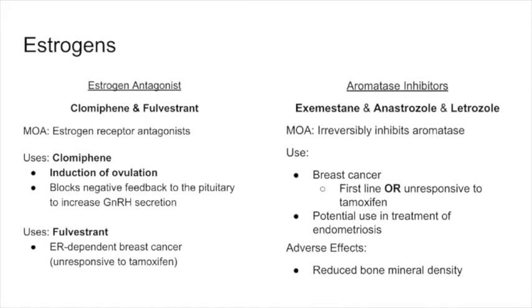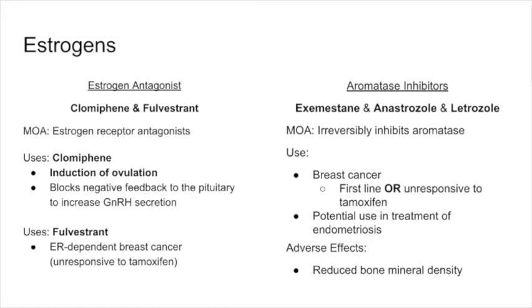As I was talking about before, we have a couple of agonists, so now we must talk about the antagonists. We have a few estrogen antagonists, clomiphene and fulvestrant. Very, very cool drugs, especially clomiphene. These are both receptor antagonists. Clomiphene is primarily used for the induction of ovulation.